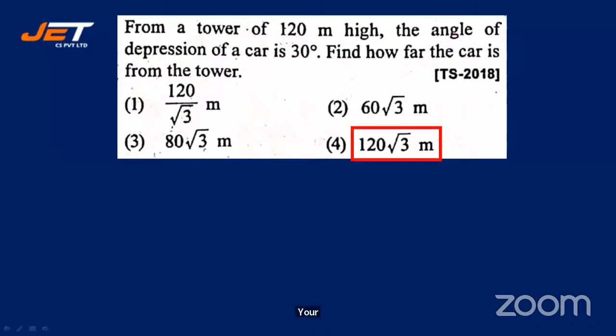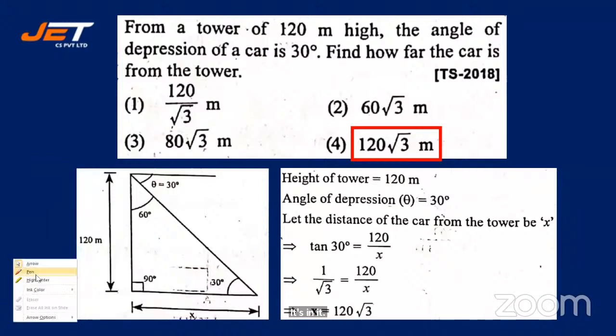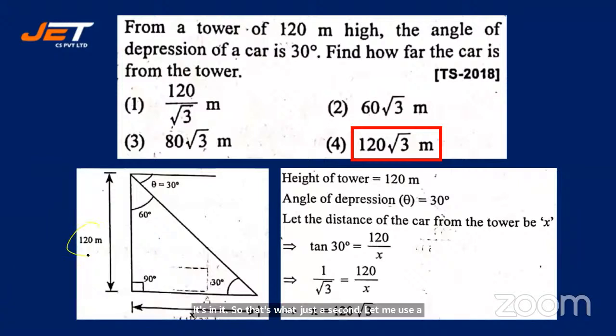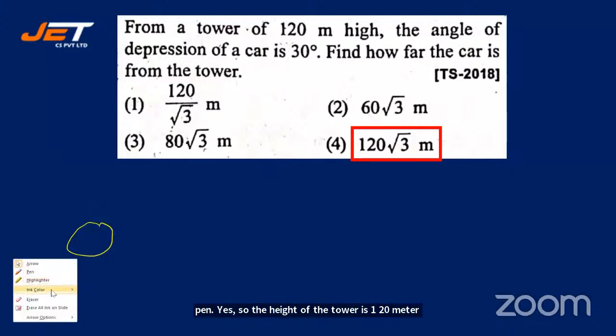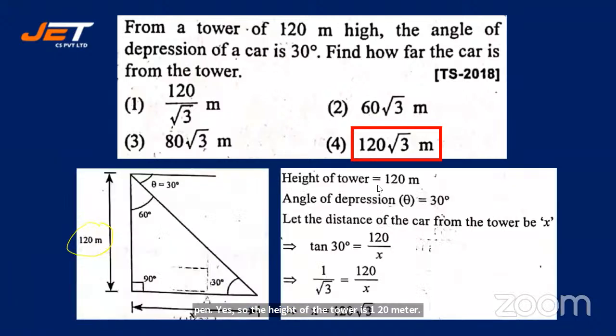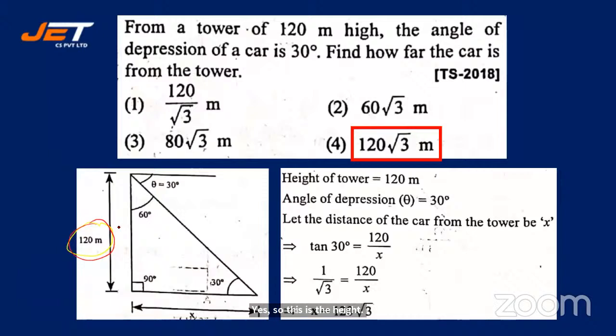Yes, let me give you the answer for this. It is option 4, 120 root 3. How? Yes, students, quickly see the diagram. So here in this triangle, the height of the tower is 120 meters, isn't it? Just a second, let me use a pen. Yes, so this is the height, 120 meters.